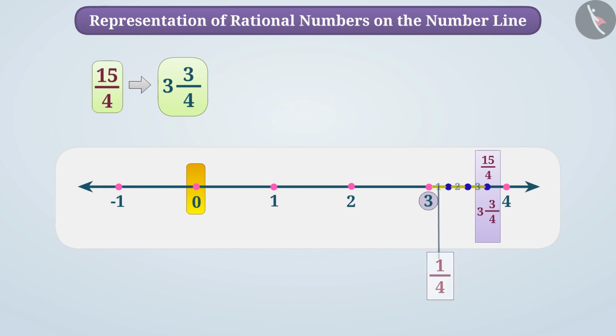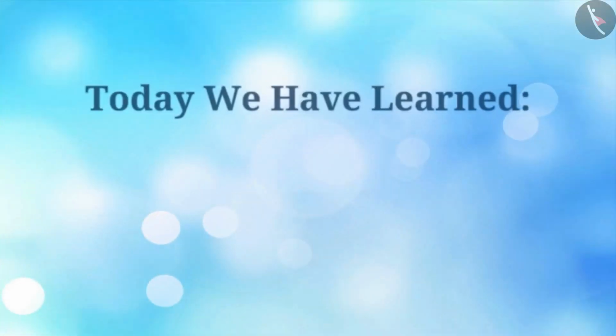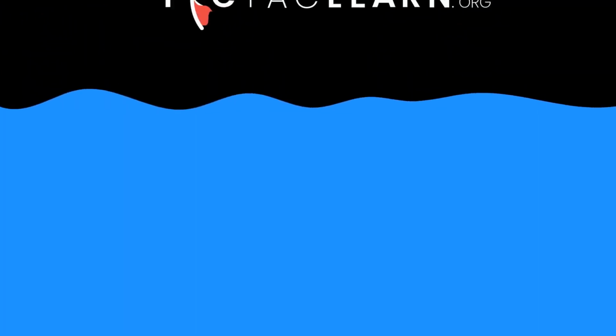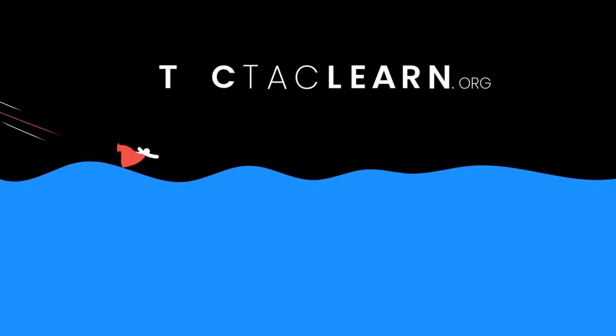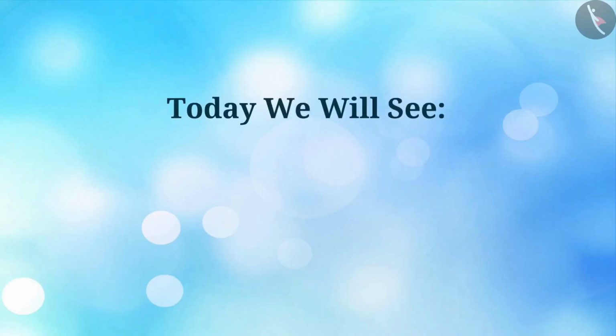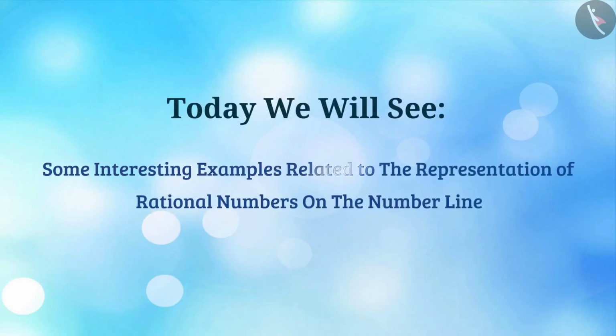Now, you will be able to represent any rational number on the number line. Today we have learned the representation of rational numbers on the number line. In the next video, we will see some interesting examples related to these. Today we will see some interesting examples related to representation of rational numbers on the number line.